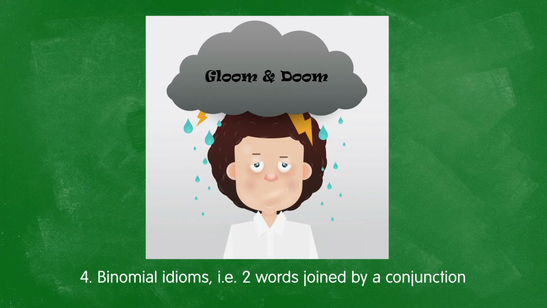There is also another group of idioms called binomial idioms, which are constructed by using two words and a conjunction, usually and, but, or. These are quite widespread in the English language, but in our lessons so far, we've only come across one binomial idiom, which was in lesson 25, and that was gloom and doom, the feeling of overwhelming pessimism.